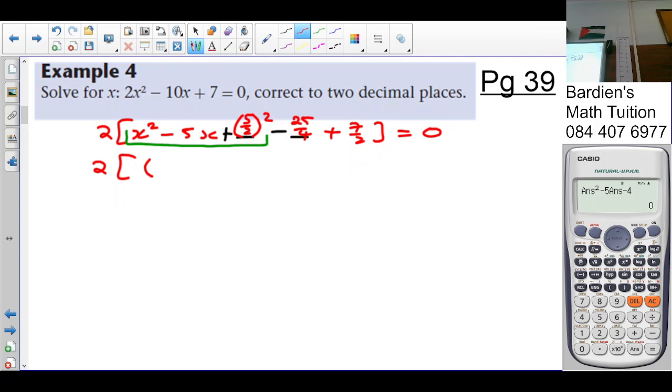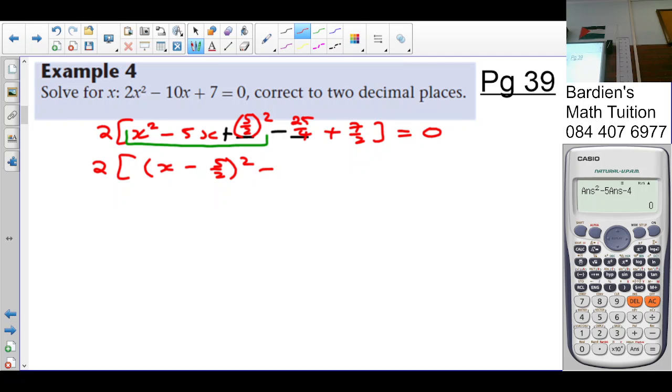Perfect square trinomial. Which is what? X minus 5 over 2 squared. That is 12 is 75. 75. What's 75 minus 28? 11.